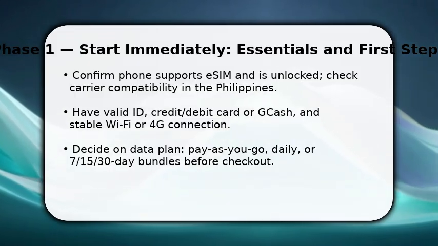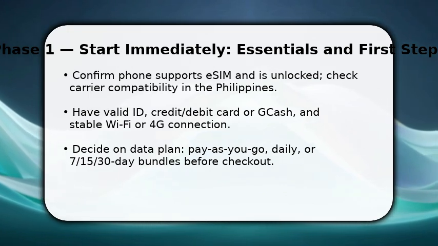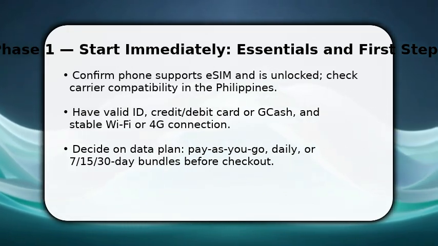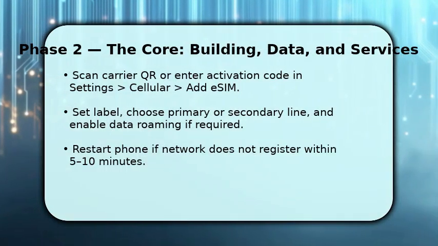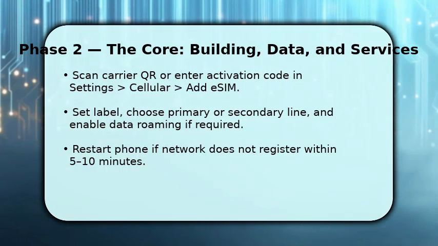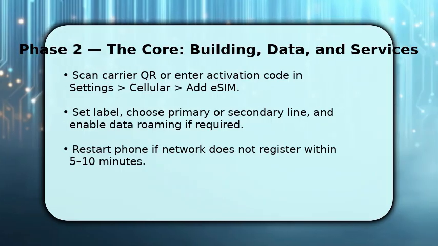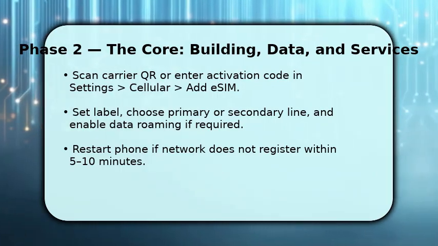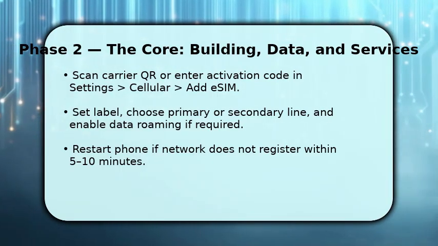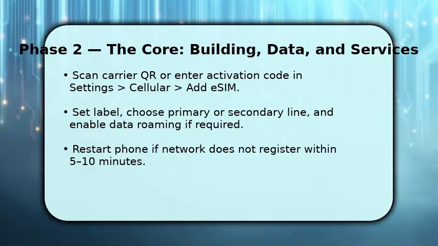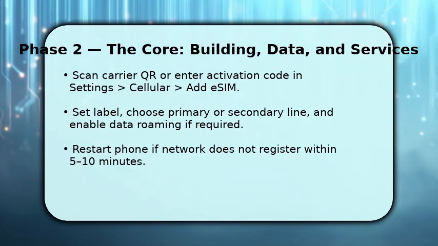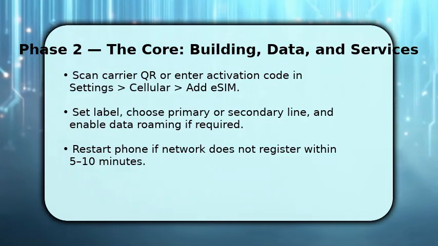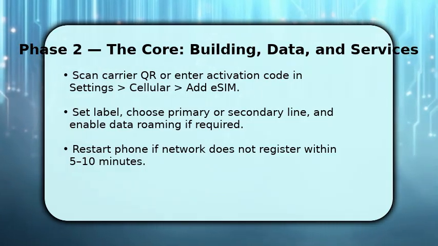This is the immediate actionable start. Buy the eSIM QR or activation code and note the policy on profile switching. You now install the eSIM. Go to Settings, Cellular, then add eSIM and scan the provider's QR or type the activation code exactly. Choose whether this line is primary or secondary, assign a label, and enable data or roaming per the plan. Once added, follow on-screen steps to set data and voice preferences. Make sure to toggle the new line on.